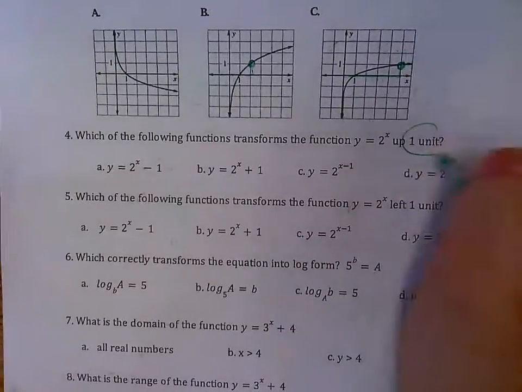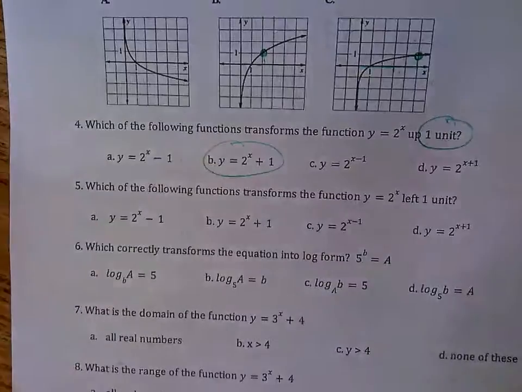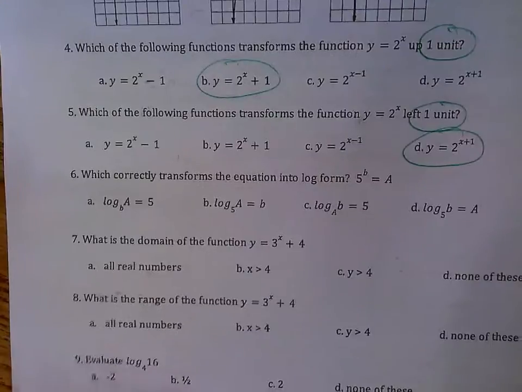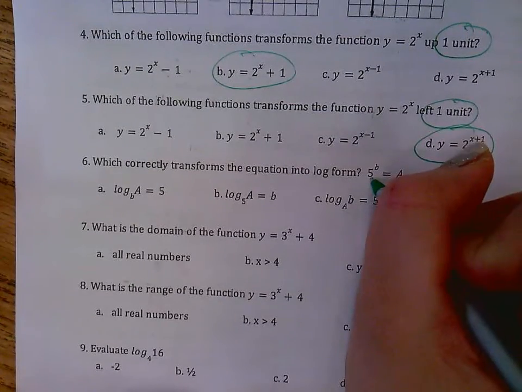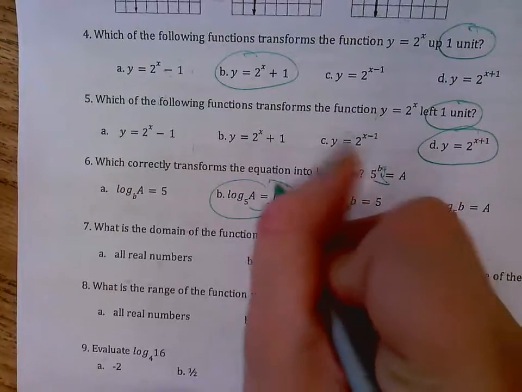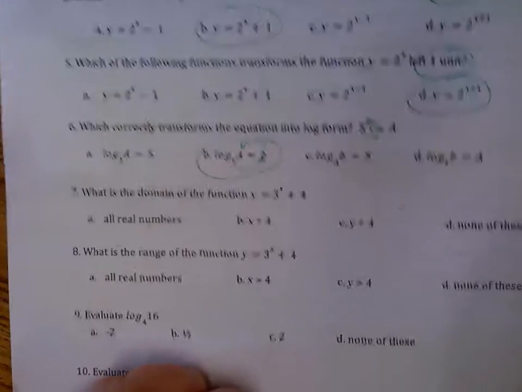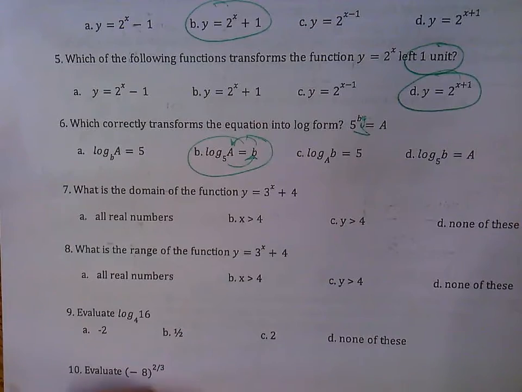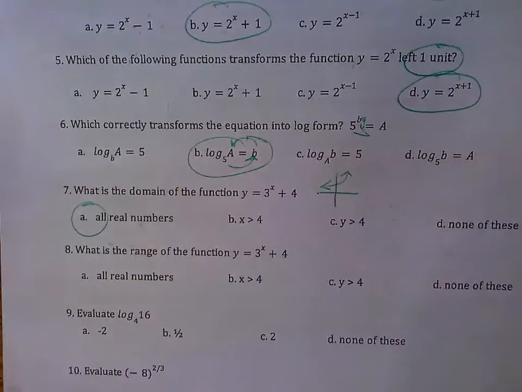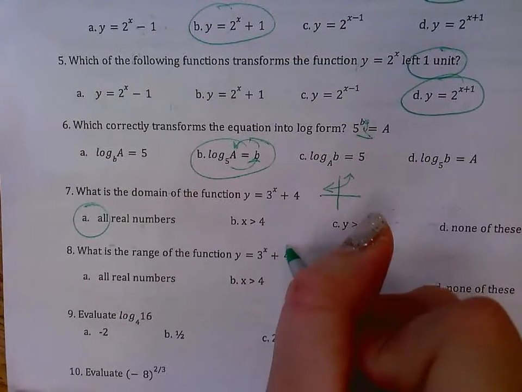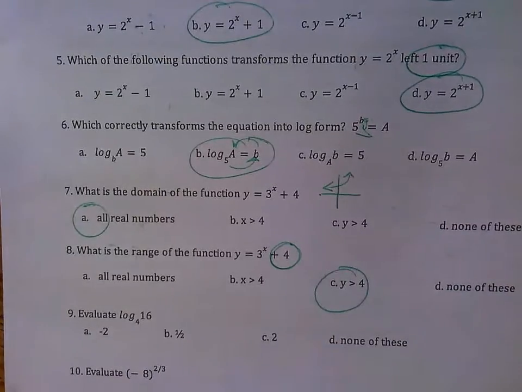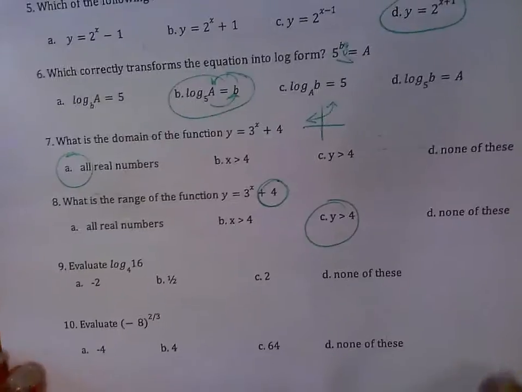Let's see. Up 1 unit would be B. Left 1 unit would be D. Base 5 power of B. Looks like this one. 5 to the B equals A. Domain for an exponential is all real numbers because it would look like this. Range for an exponential function, but it's being shifted up 4. So it would be y is greater than 4. Usually it's y is greater than 0.